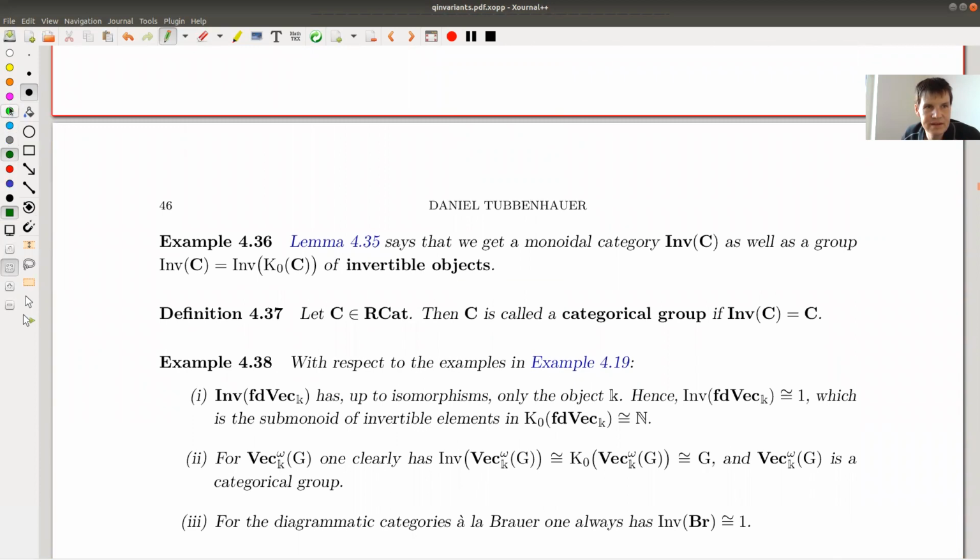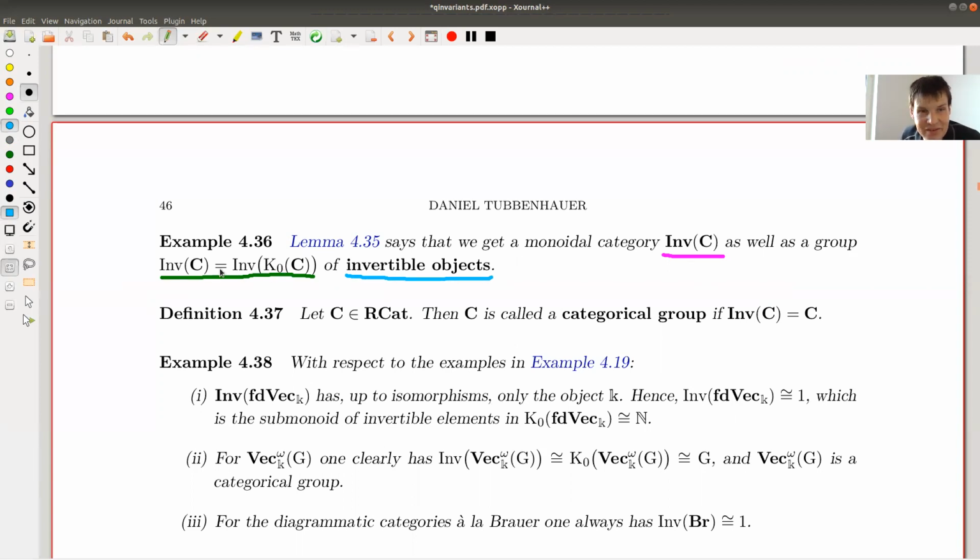All this lemma is saying is that in any monoidal category, you actually get a monoidal subcategory, inf C, and the group, and that's why it's called group, namely inf C, which is just K0 of the invertible objects. So one of them is a category, a group-like category, a monoidal category, and the other one is a group.